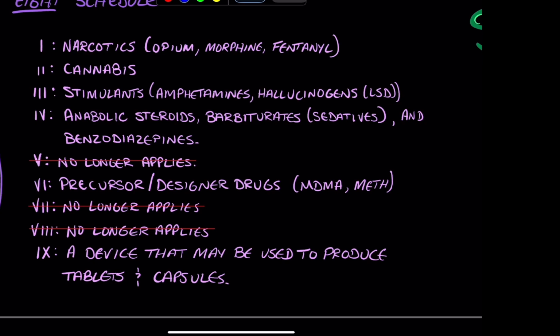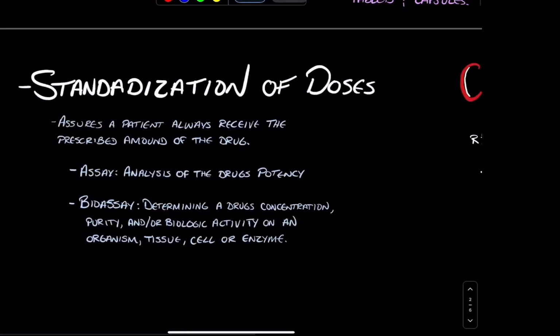The last one would be class 9, which is any device that's used to make a tablet or a capsule. They look like a press, but basically press either a powder into a tablet shape, or you can have a little capsule, press the powder or a gel into the actual capsule.